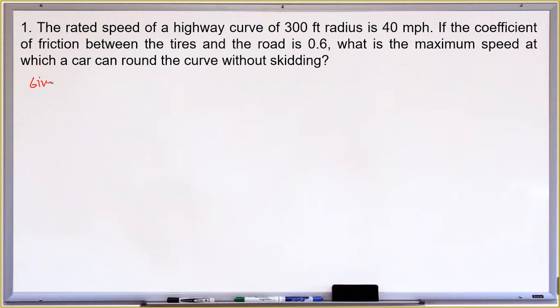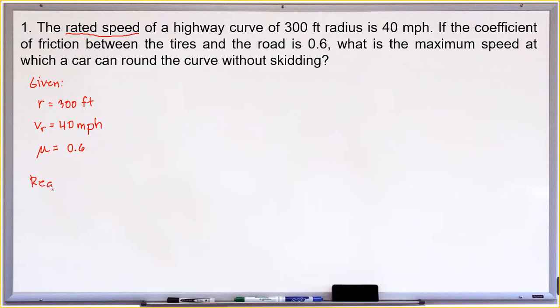So ato sa ikuan ang given. We have the radius R, 300 feet. Then we have again, this is the rated speed, meaning under ideal condition. Let's represent this 40 miles per hour with VR, the rated speed, 40 mph. And then the coefficient of friction, that is mu, is equal to 0.6. And then, okay, that's it.